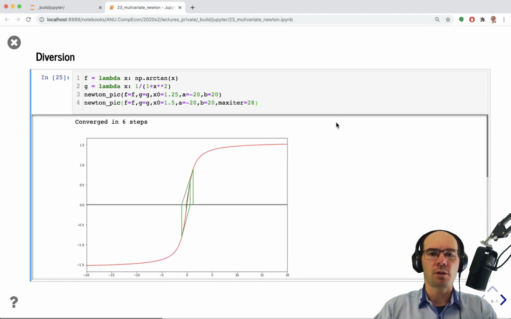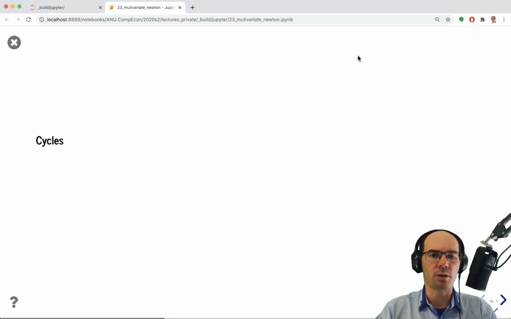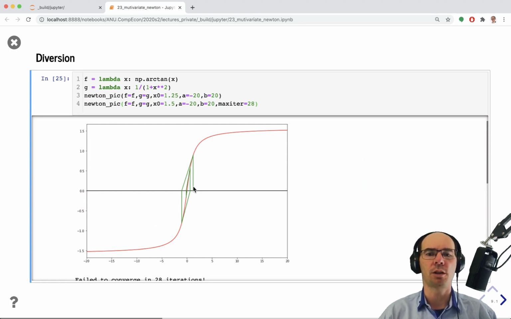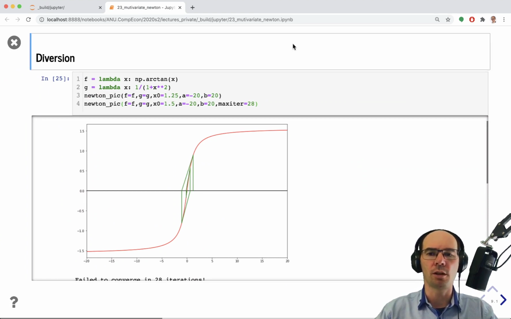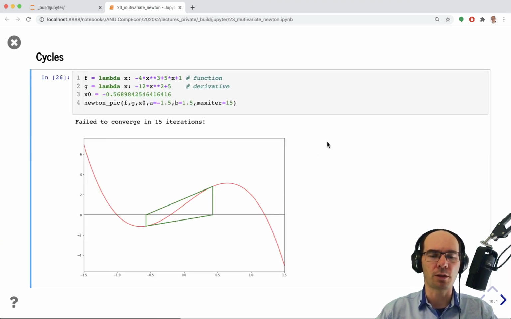Okay, divergence. What can we do here? Well, we have to talk about the region of attraction. As you can see, there is some region around the root here from which we will converge to the root. But if we start from outside of the region of attraction, or domain of attraction, of the Newton method, then it may diverge.